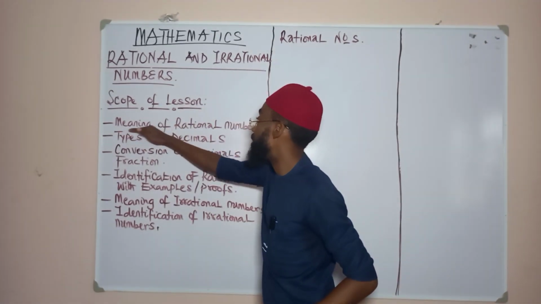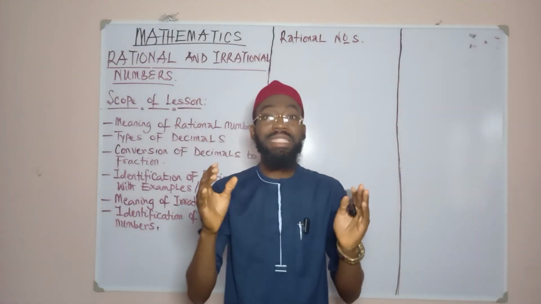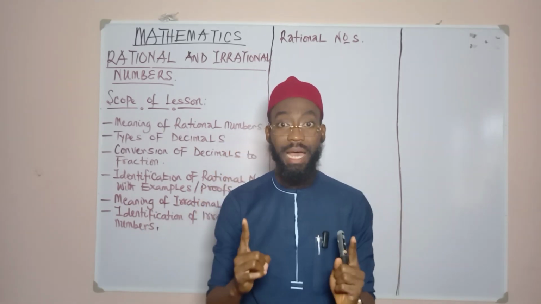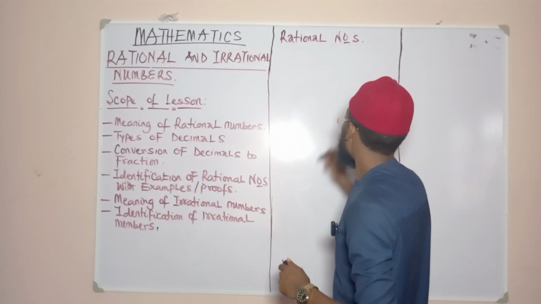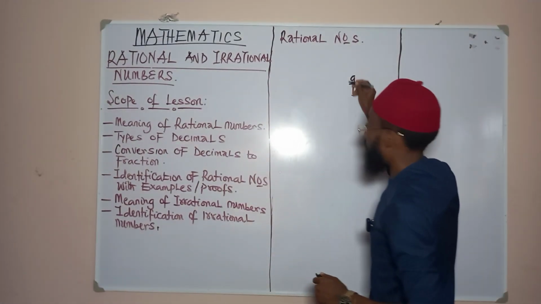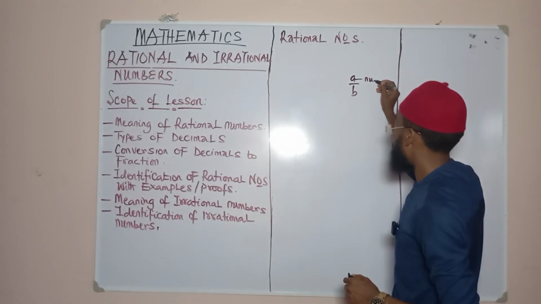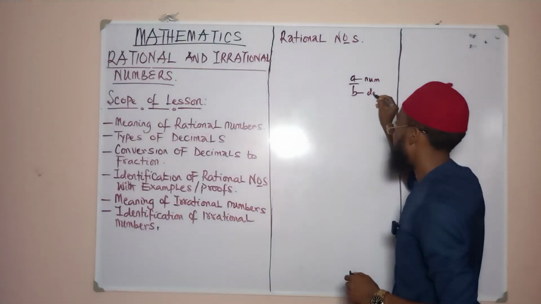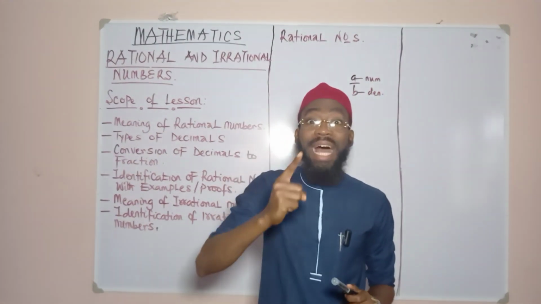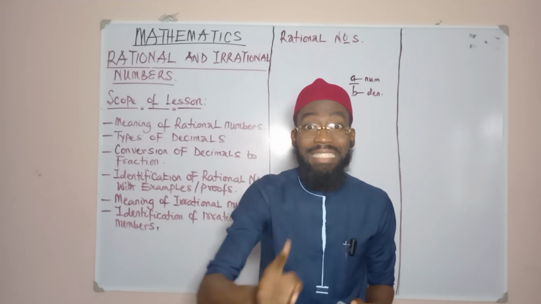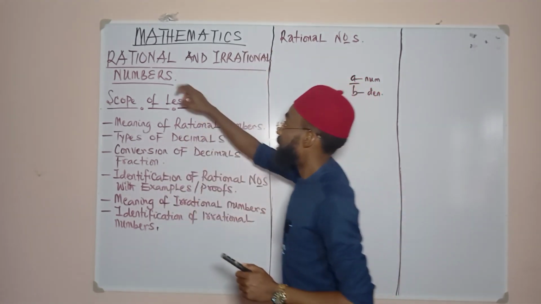The first thing there is the meaning of rational numbers. Rational numbers are those set of numbers, any number that can be expressed as a fraction. A over B, this is how a fraction looks, while the number up is referred to as the numerator, and the number down is referred to as the denominator. So, if I give you a number, and you can express that number as a fraction, then that number is referred to as a rational number.